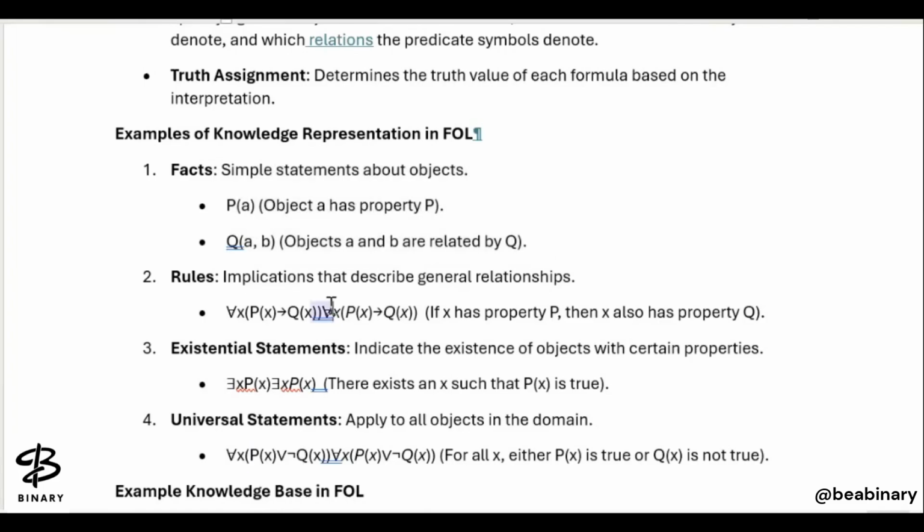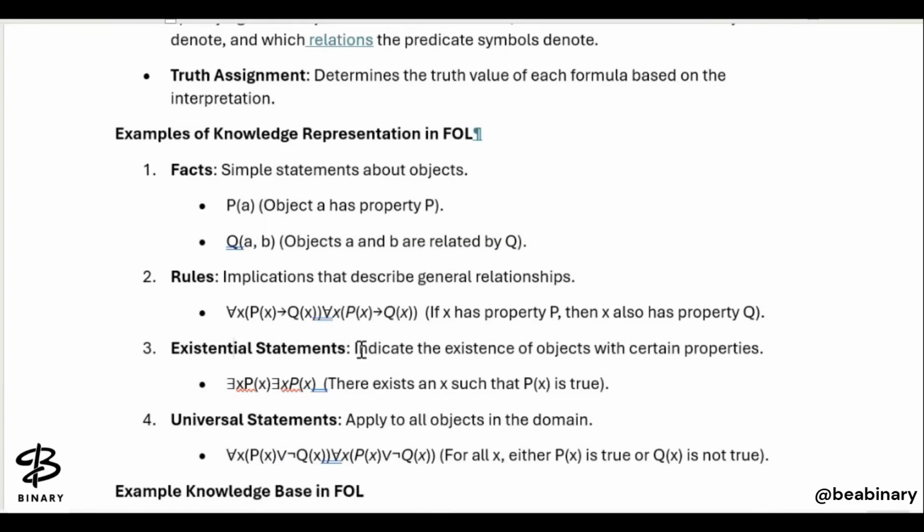Then come the rules, implications that describe the relationships between objects. So here we are saying that if X has a property P, then X also has a property Q. How are we defining this? With the help of a universal quantifier, right? Here we are using the universal quantifier.